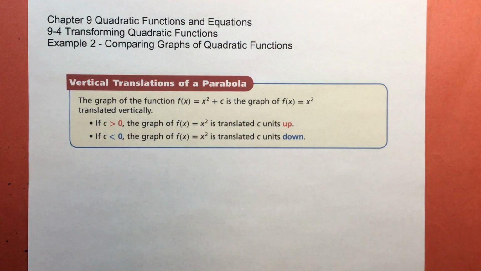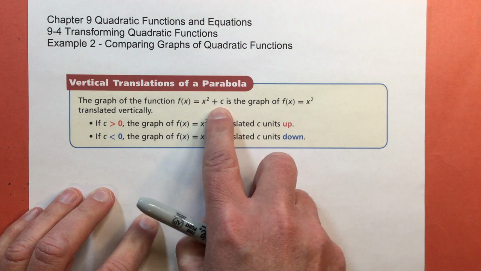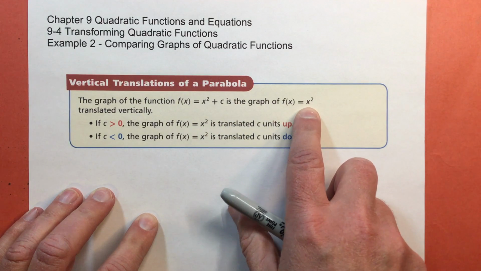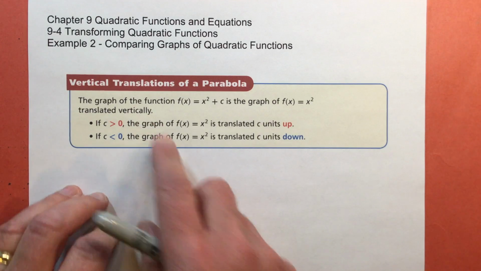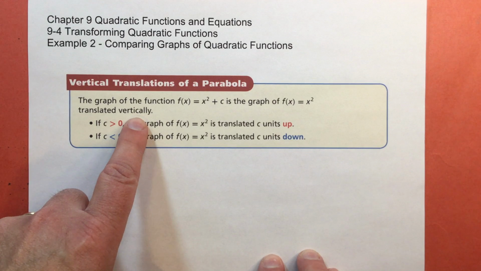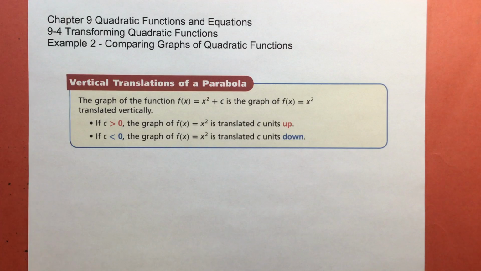All right, so for this example, we're going to be talking about vertical translations. Basically, it goes like this. If I have a function that says x squared plus c, this is f of x equals x squared translated vertically. A translation, you probably learned this in middle school, we call that a slide. So we're going to slide the whole graph. Since we're sliding it vertically, vertical means to go up and down, so we're going to slide it up or down. This will be easier once I switch over to Desmos.